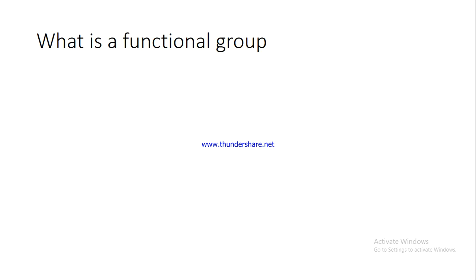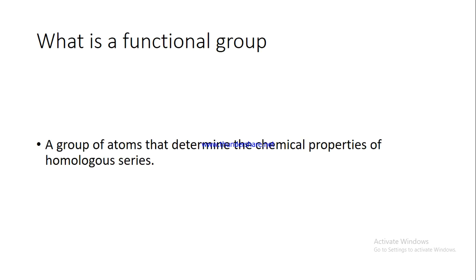What is a functional group? It is a group of atoms that determine the chemical properties of a homologous series, which means a functional group determines the reactivity of a certain homologous series.